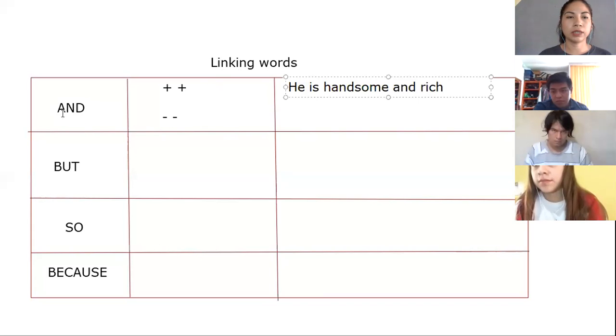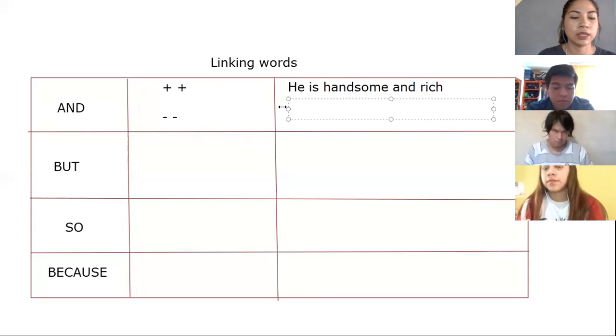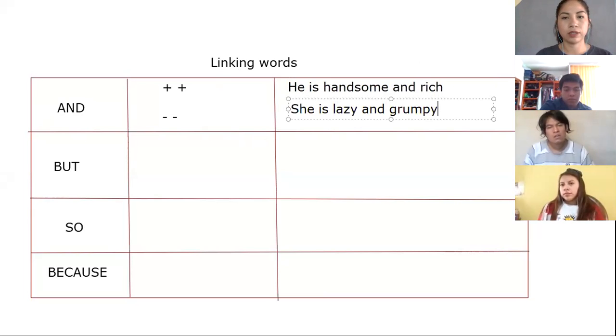So here for linking words, we can use and if you see 2 positive things. He is handsome and rich. What if you have 2 negative things? We can say she is lazy and grumpy. Okay, lazy, that she doesn't like to work. No trabaja, es floja. And grumpy, enojona. So those are 2 negative things. When you use and is to connect similar things. Positive, positive, negative, and negative.